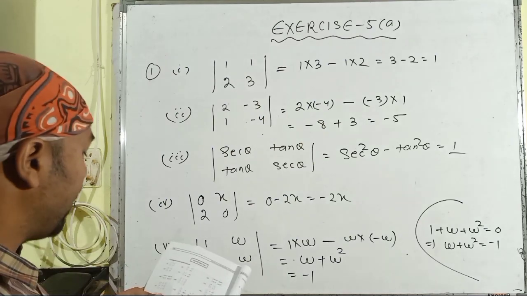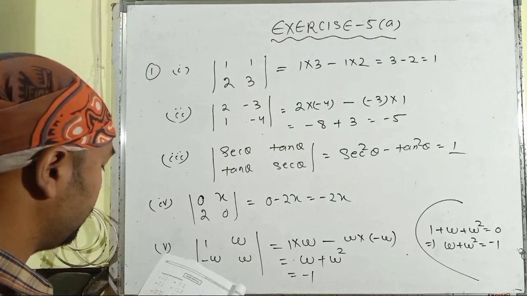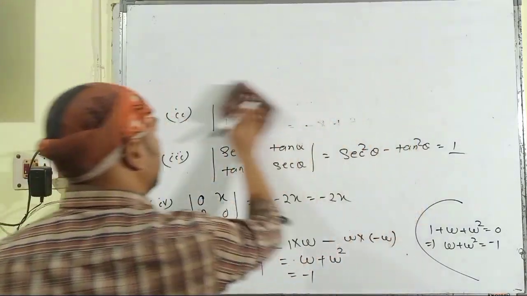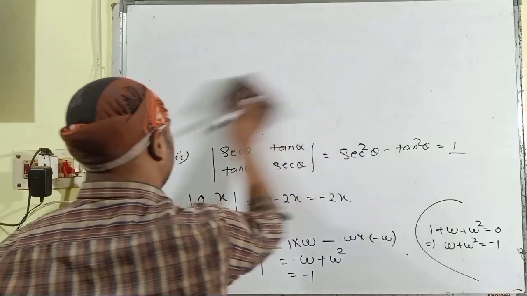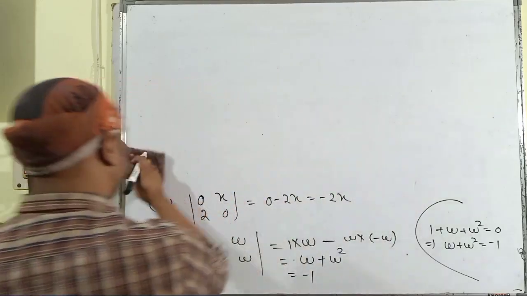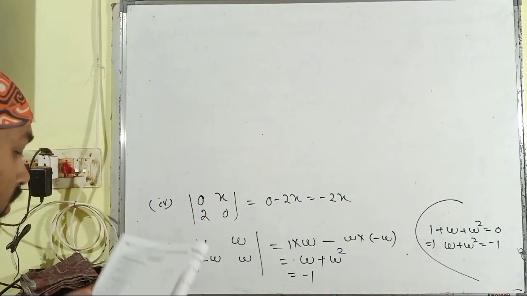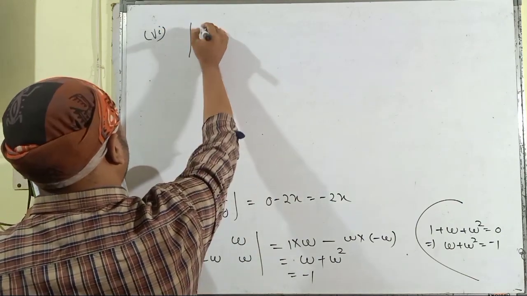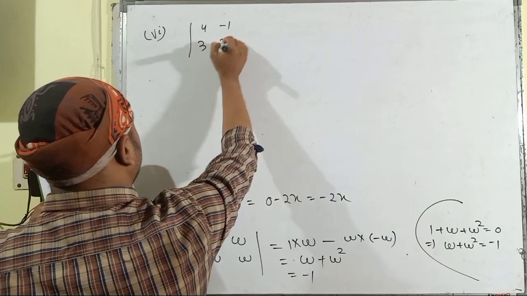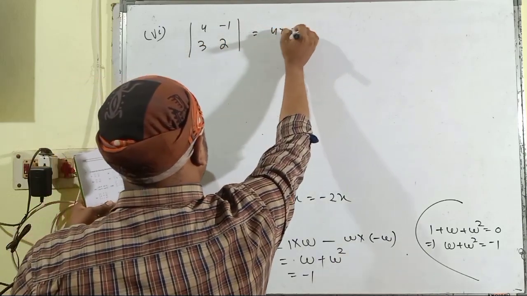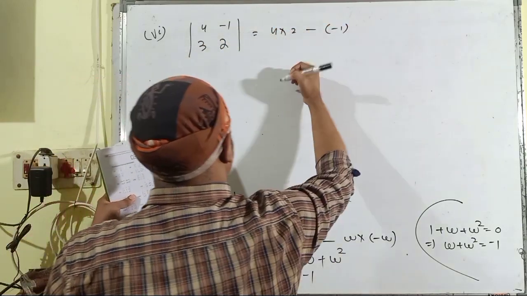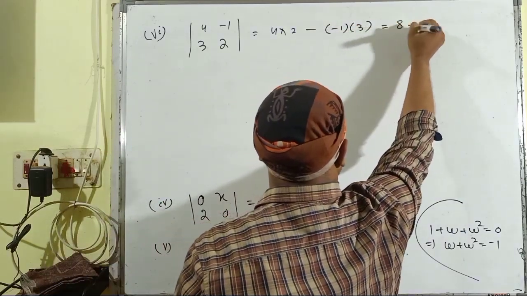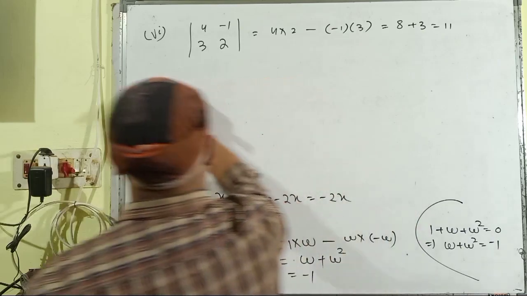So we have completed 5 parts of number 1, then proceeding towards the next one. The sixth one is here. Determinant of 4, minus 1, 3, 2. Then multiplication of 4 and 2 minus multiplication of minus 1 and 3, then it is 8 plus 3, and that is equal to 11.